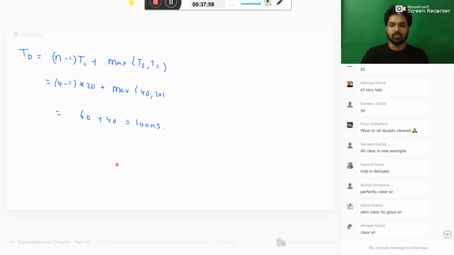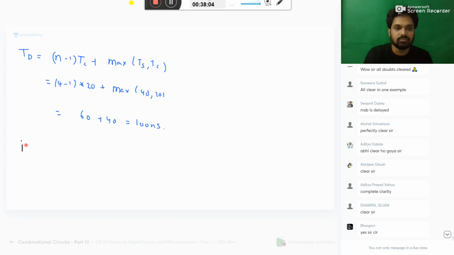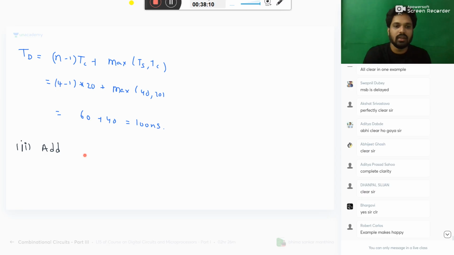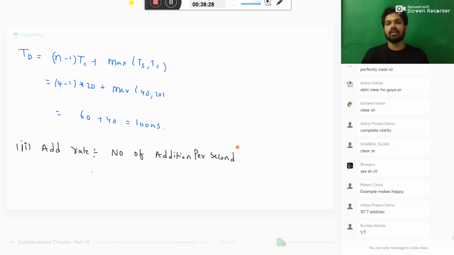Right. So let's do your second part. Addition rate. What is addition rate? I hope so many asked me. Number of additions per second. Very good, Aditya. Number of additions per second. That is what we call addition rate. How many additions are getting performed in 1 second? If you say bit rate, what is the meaning of bit rate? Number of bits transmitted in 1 second.